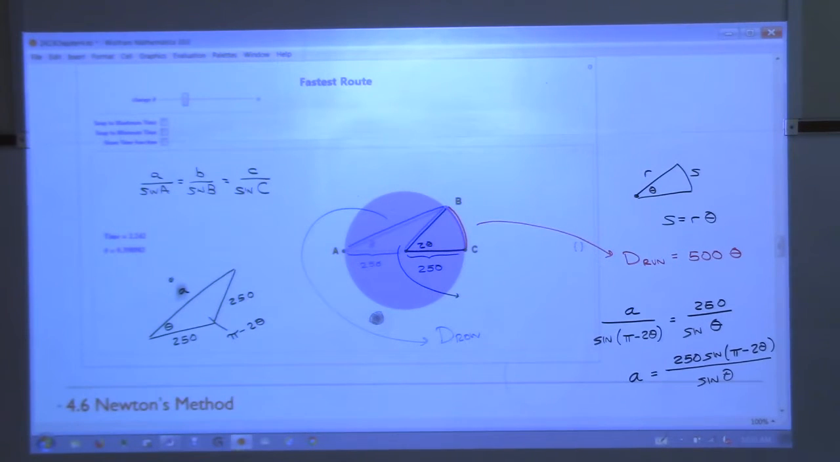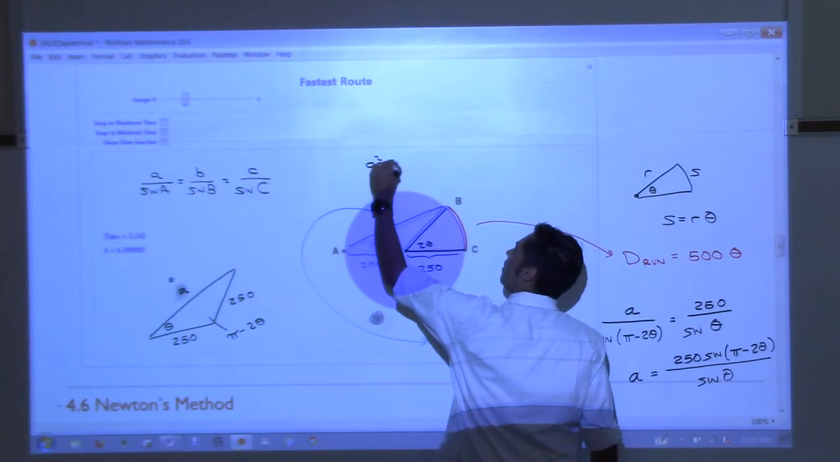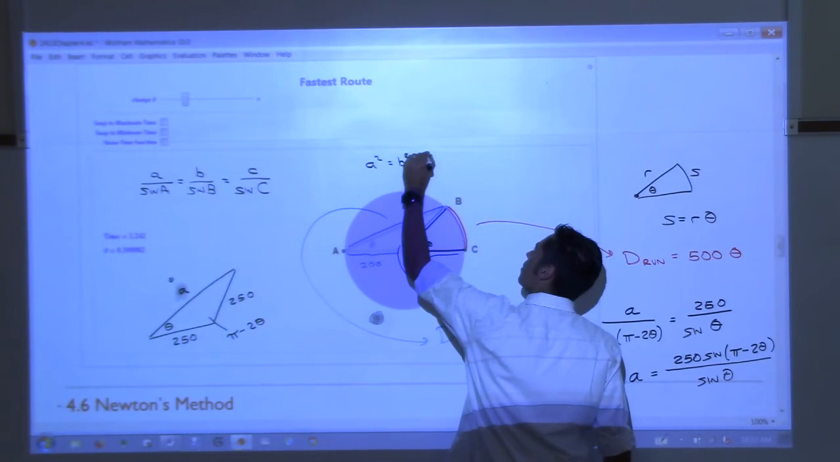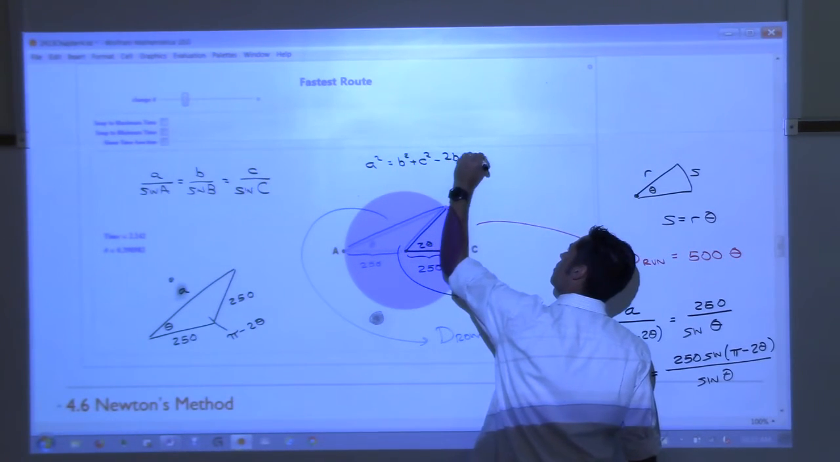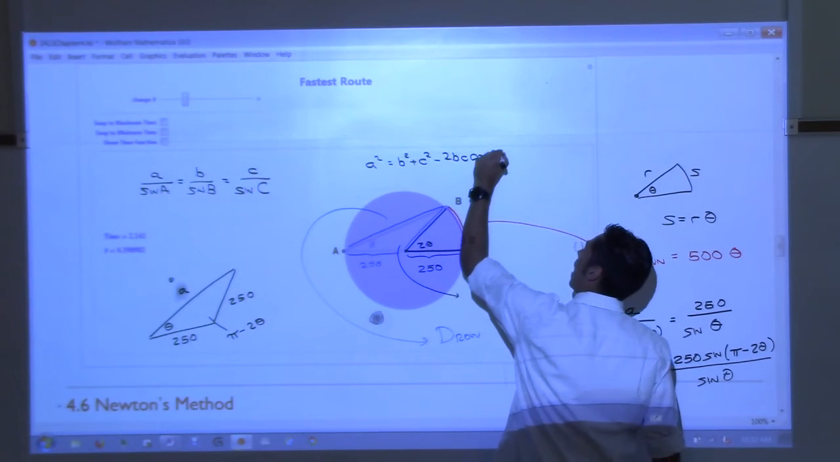Is that an equation for A that has just theta in it? Depends on theta, yes. Now, what would law of cosines have been? So that'll work, but would the law of cosines have been a better approach? We could have used this formula here, that a squared equals b squared plus c squared minus 2bc cosine of the angle capital A.